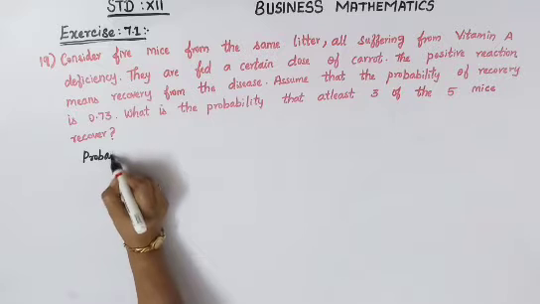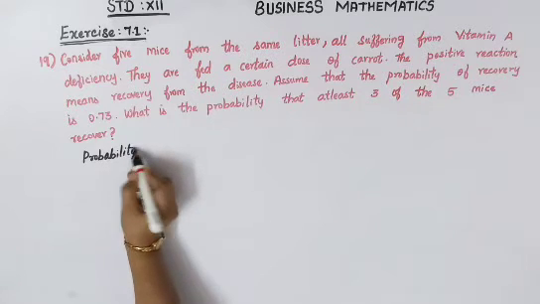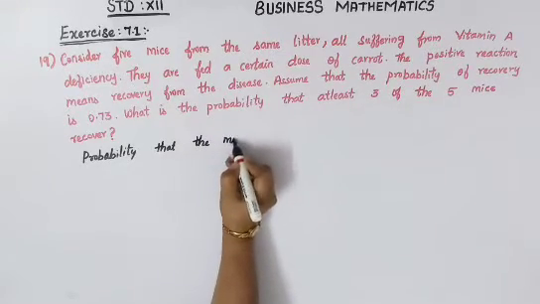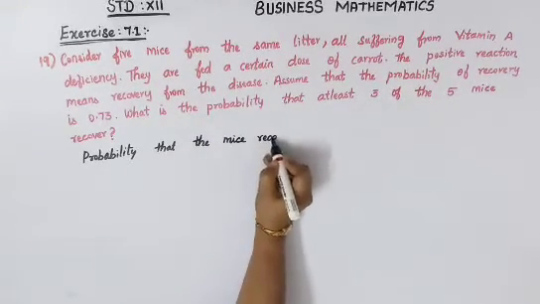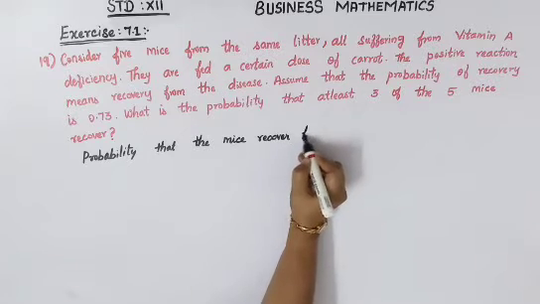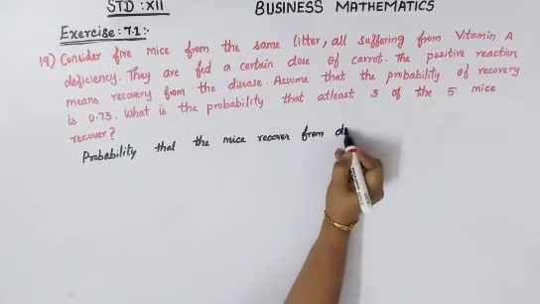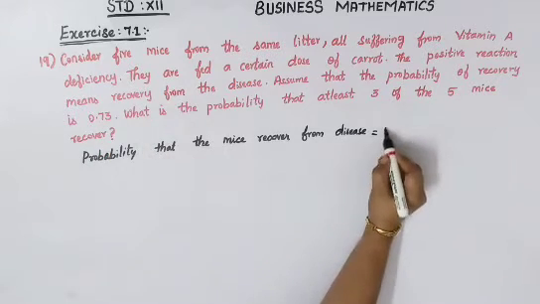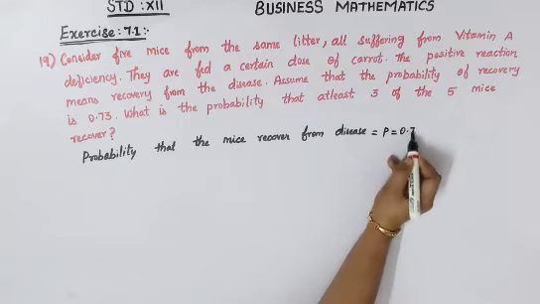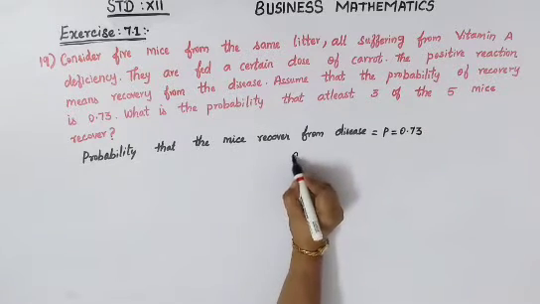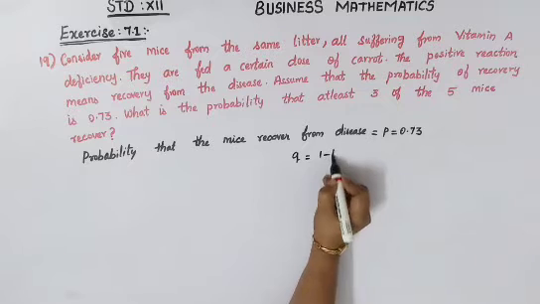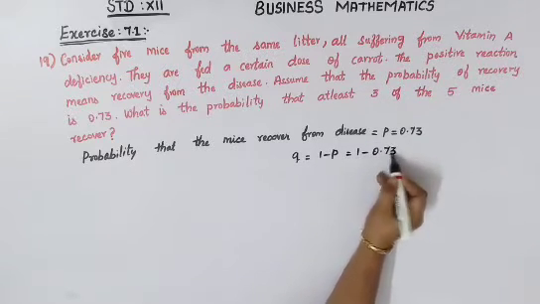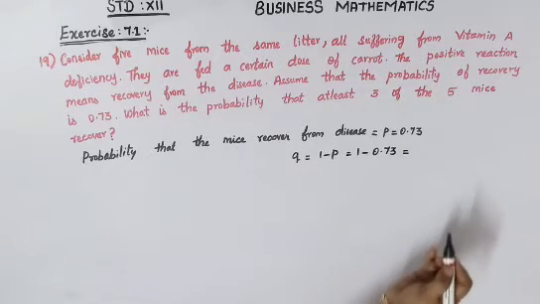Probability that the mice recover from the disease is equal to 0.73. So we can write P is equal to 0.73. Now you have to find your Q. So Q is equal to 1 minus P, which is equal to 1 minus 0.73. You will get your answer as 0.27.